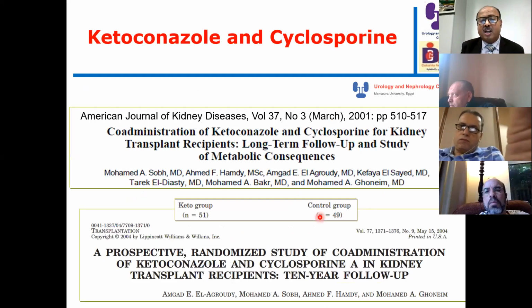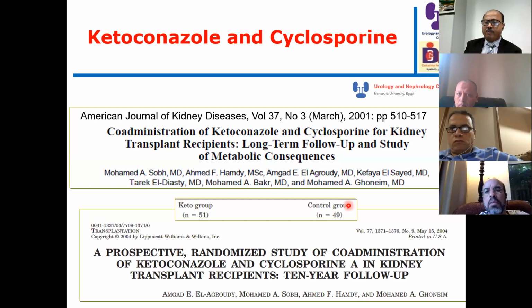And we have a publication with up to 10 years follow-up of cyclosporin in a randomized controlled study, 50 patients in each arm, and in this study, more than 50% of the dose was saved. I want to add a few points here. When we use ketoconazole, we use it in a modest dose, 100 milligram, with a very small dose of immune suppressive guided by the level. So at least 50% reduction of cyclosporin.